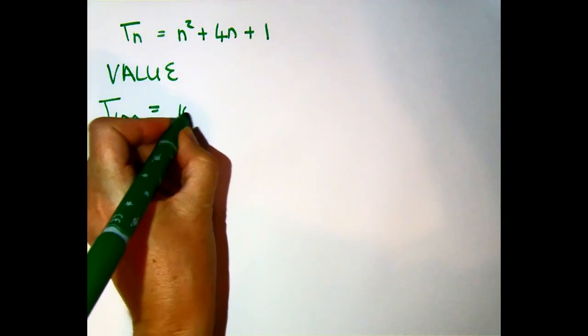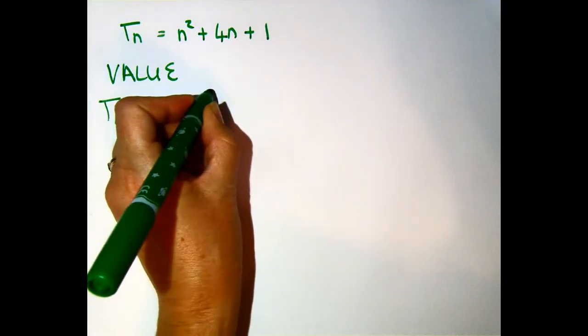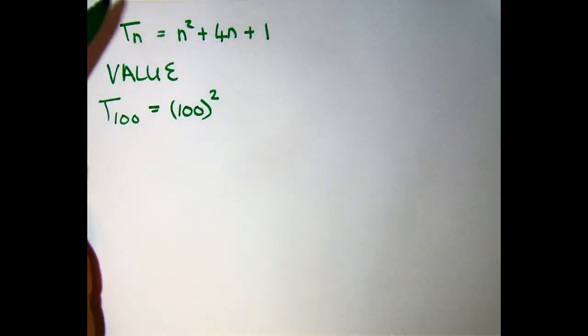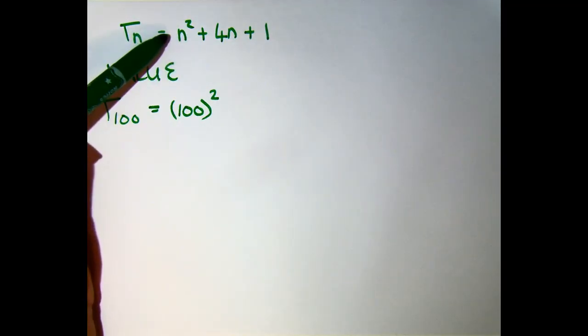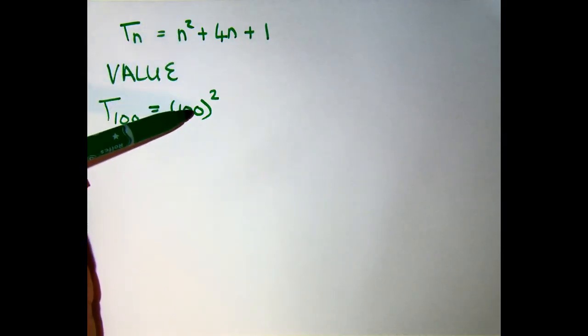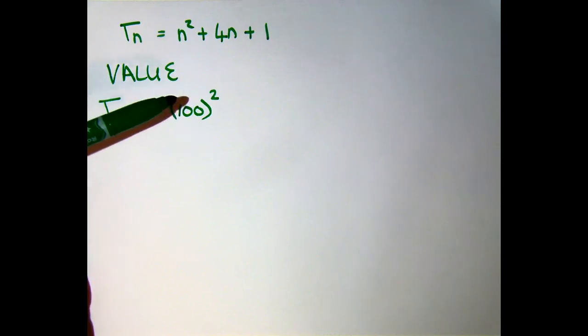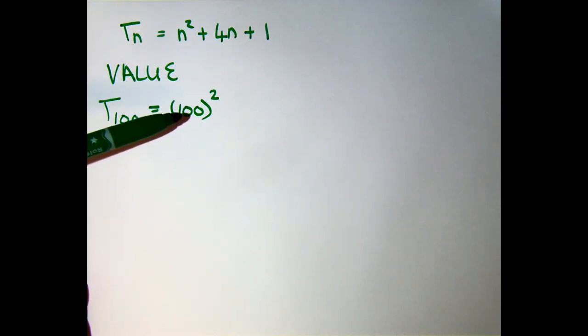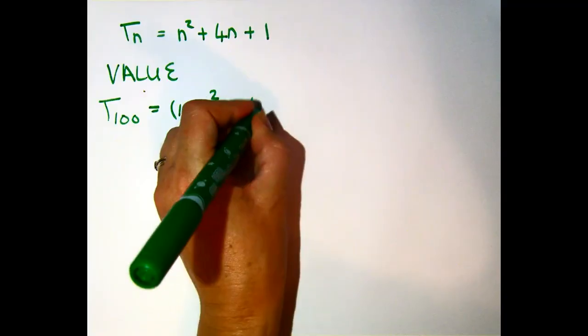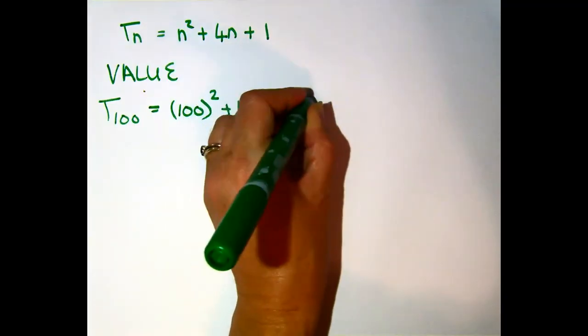So that is 100 squared. Please, when you substitute, use brackets, because if there was a negative number before the N squared, for example, if the A value was negative 2 N squared, that negative 2 would be outside of what you're squaring, and it's important to make sure that you know what you're squaring and what you're not squaring. So I'm only squaring the N value, not the coefficient as well. Okay, plus 4 times the 100 plus 1.